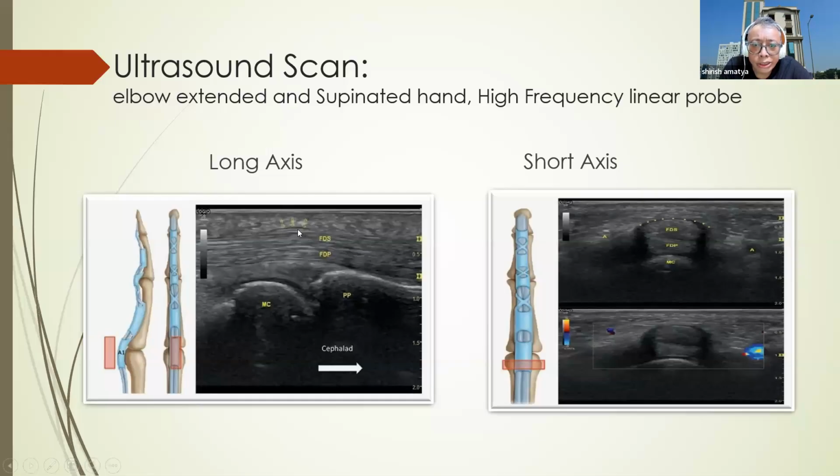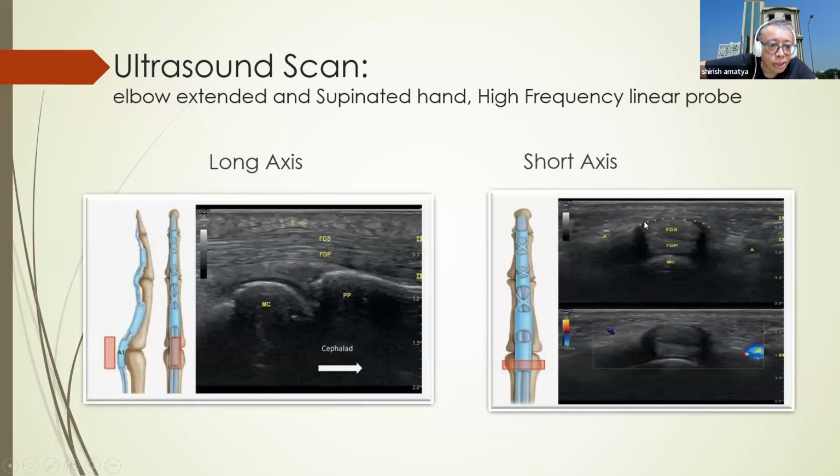This is in the long axis view, but the A1 pulley is very nicely seen in the short axis view also. On the right side of the slide, you can see the placement of the ultrasound probe, just above the head of the metacarpal. Here you will see the short axis view of the flexor tendon: flexor digitorum superficialis over the flexor digitorum profundus, and just over the superficialis, a black anechoic line marked with yellow dots. That is the A1 pulley.